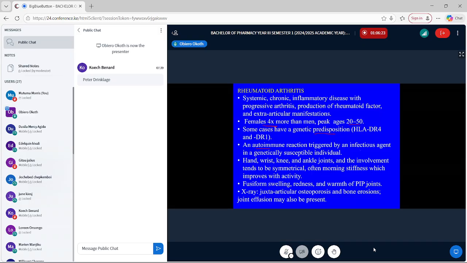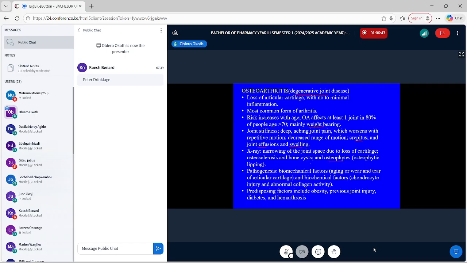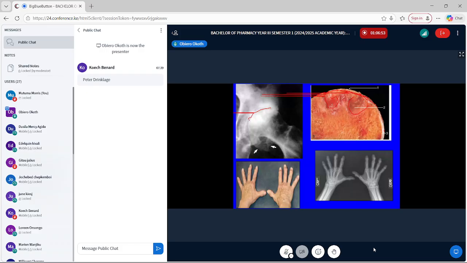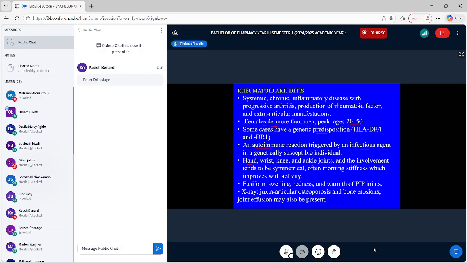So it's an autoimmune reaction. It could be triggered by an infectious agent in a genetically susceptible individual, like a patient who has DR1 or a patient who has DR4. These are MHC proteins. Normally, this one affects the hand, the wrist, the knee, and the ankle. So you can see here now, you're affecting the small joints, not the weight-bearing joints of osteoarthritis. So you see it mainly in the small joints of the hands and wrist. You can also see it in the knee, but the hands and the wrist start first.